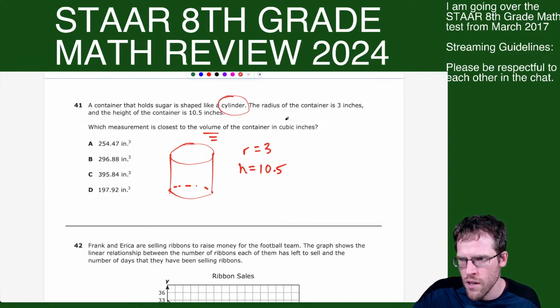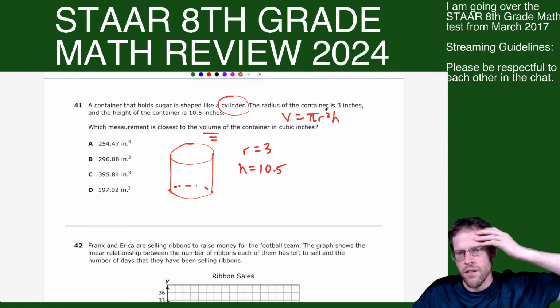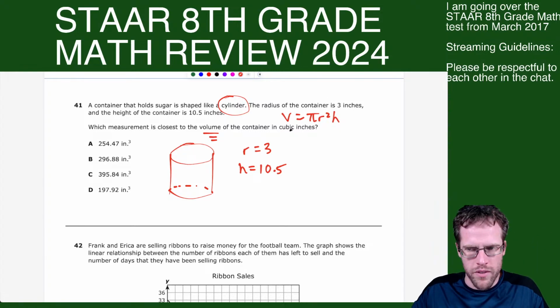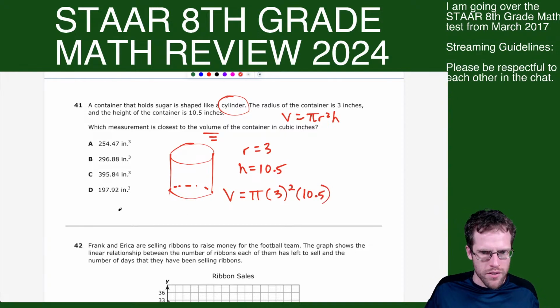So cylinder volume is pi r squared times h. And they told us the radius outright. None of this divide by 2 business when we're given the diameter. So here we have pi times the radius is 3, and it's being squared, times the height is 10.5. And then for this, just plug into the calculator all at once.